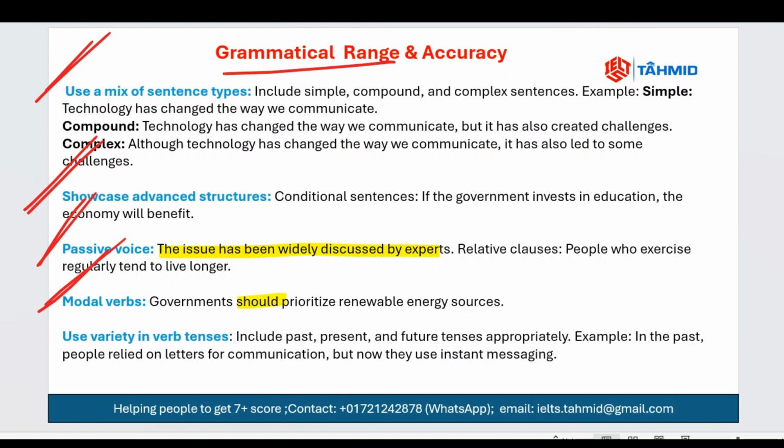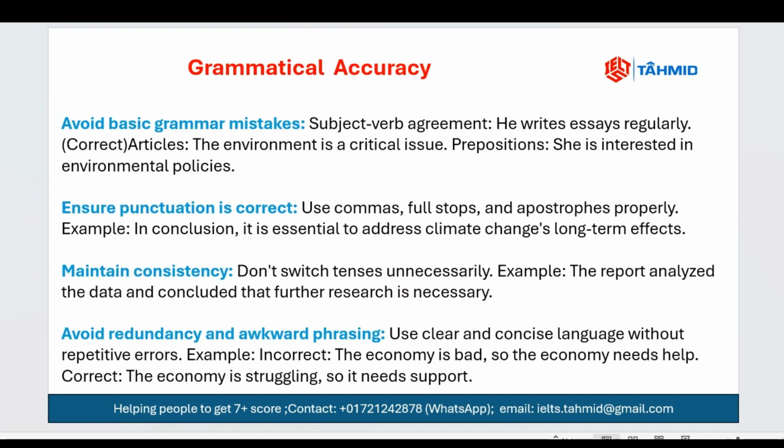And the last point regarding grammatical range here is to use variety in verb tenses. Include past, present, and future tenses appropriately. For example, in the past, people relied on letters for communication, but now they use instant messaging. Well, now let us consider grammatical accuracy.